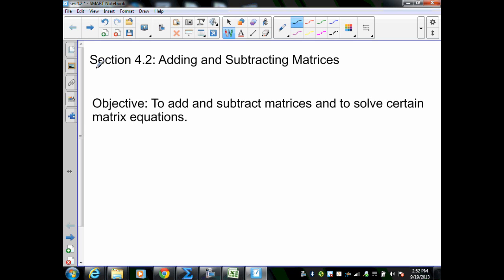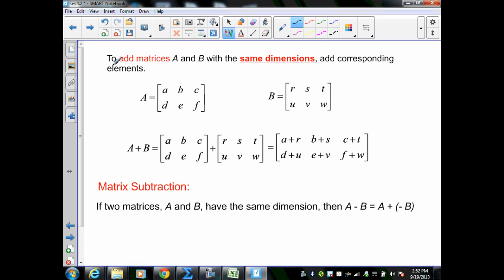Section 4.2, Adding and Subtracting Matrices. To add matrices A and B, first we need to make sure that they are the same dimension. After that, we just add their corresponding elements in each matrix. Here I have matrix A, which is a 2 by 3, and matrix B, which is a 2 by 3. So we've met our first condition that they are the same dimension.